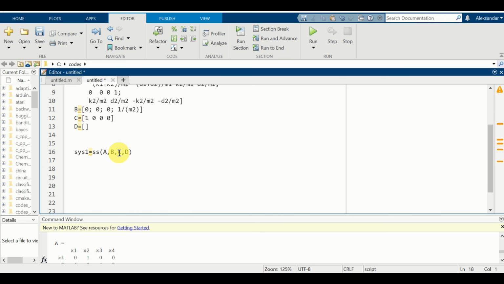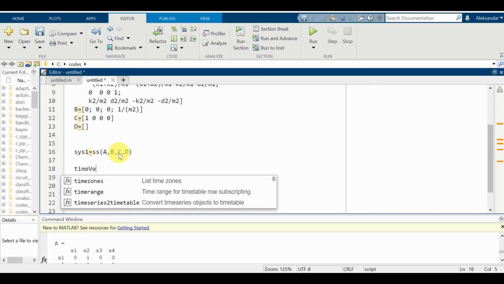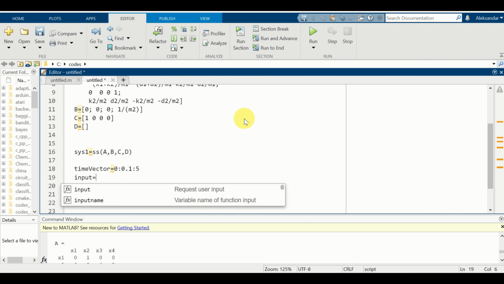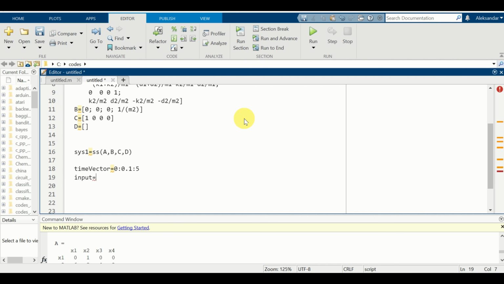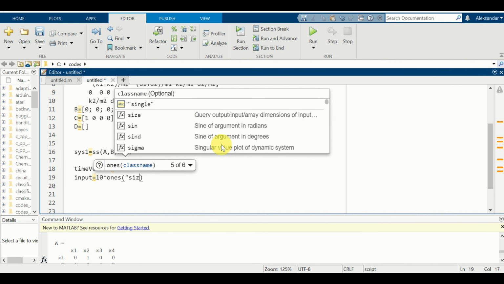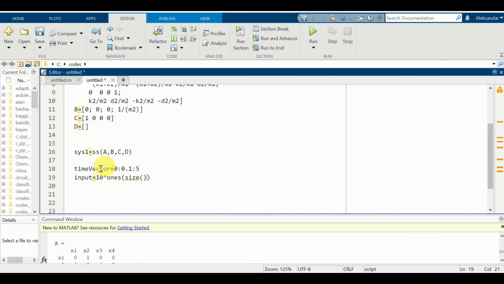Next, we need to simulate the state space model in order to generate data for our observer. To do that, we first need to define the time vector. The time vector will start from 0 with a step of 0.1 second, and the final time will be 5 seconds. Perfect. Let's define our control input sequence, that is the value of force at certain time steps. Input will be 10 times ones, and over here the ones will be of size time vector.